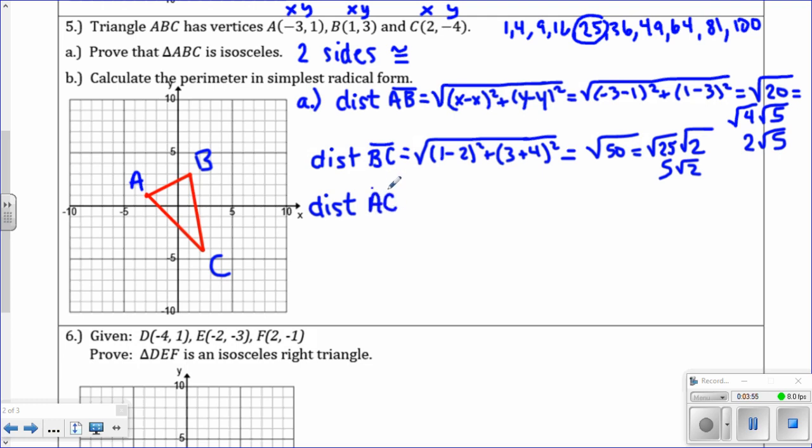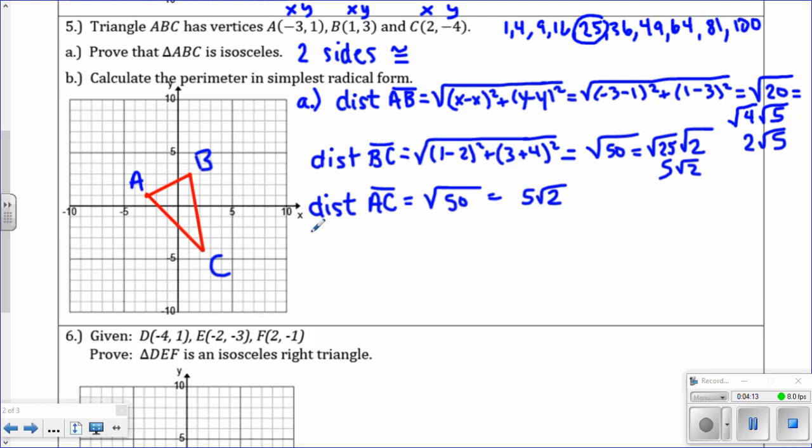I'll be honest, to save time here, to make this a shorter video, I'm just going to tell you what you get. So you would obviously plug everything into the distance formula, but when you do side AC, you end up getting radical 50 again, which we've already reduced down, so I'm just going to copy that it's 5 radical 2.